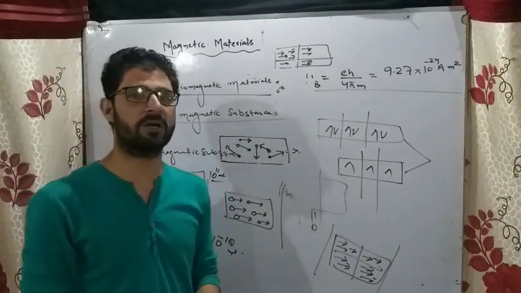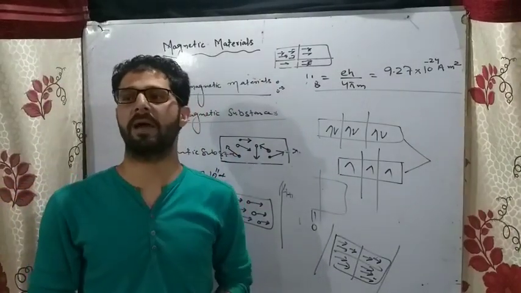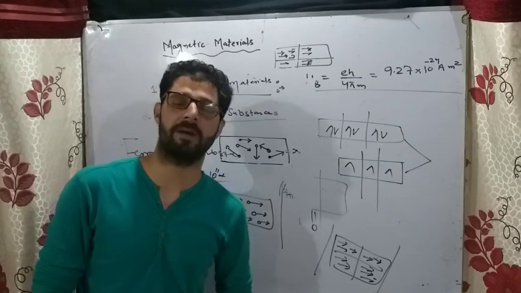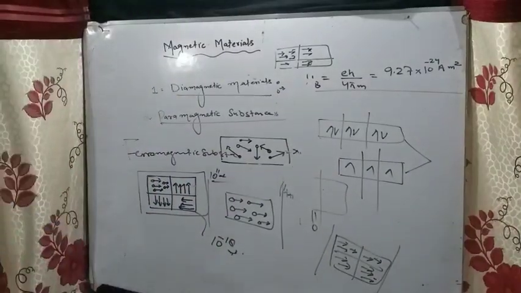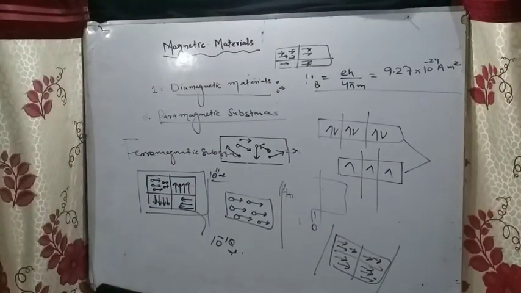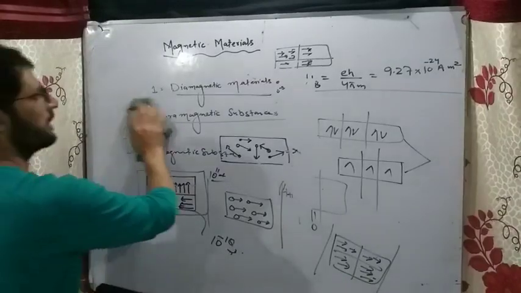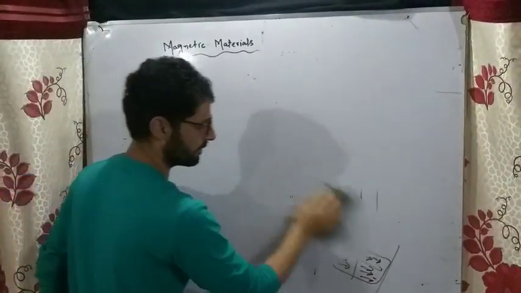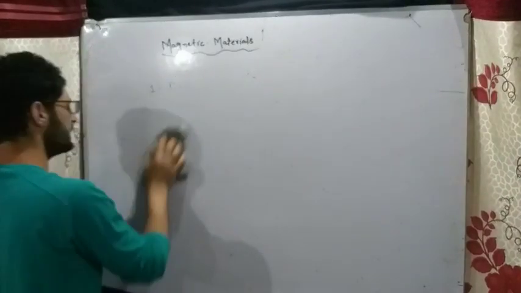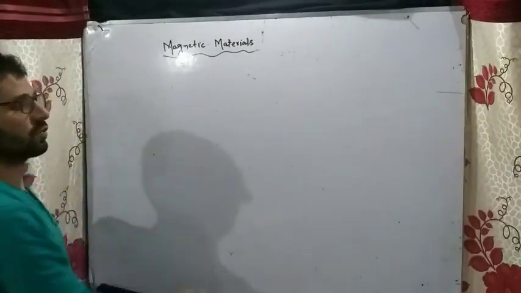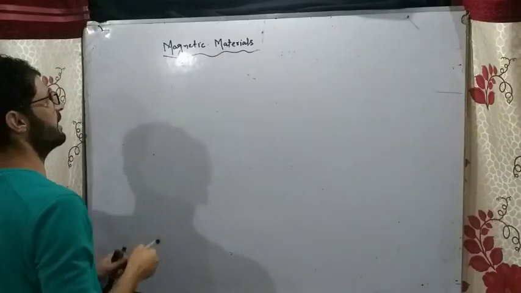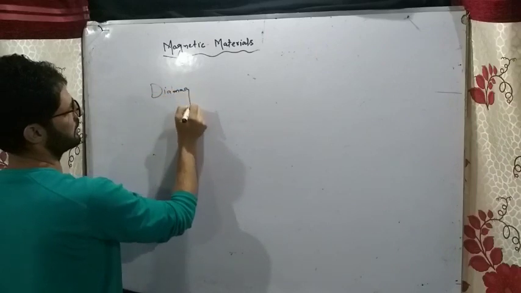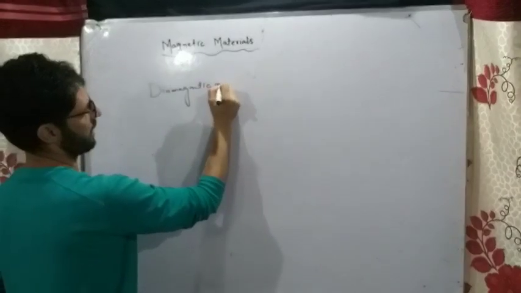So this was about the classification of magnetic materials. And now we have to discuss the properties of magnetic materials. That's very important. First I will talk about the properties of diamagnetic materials.